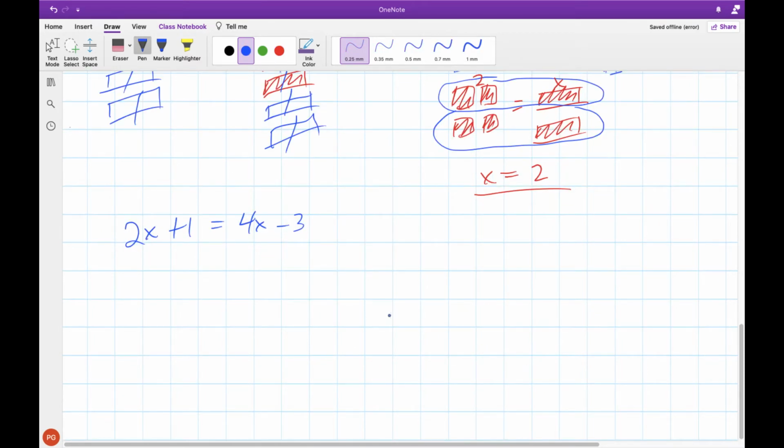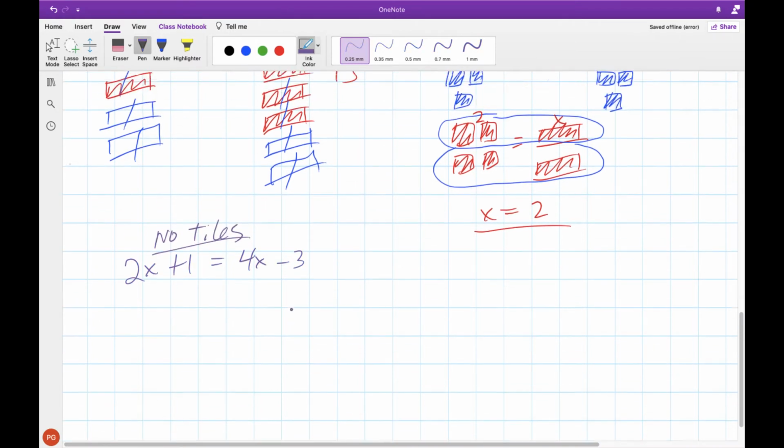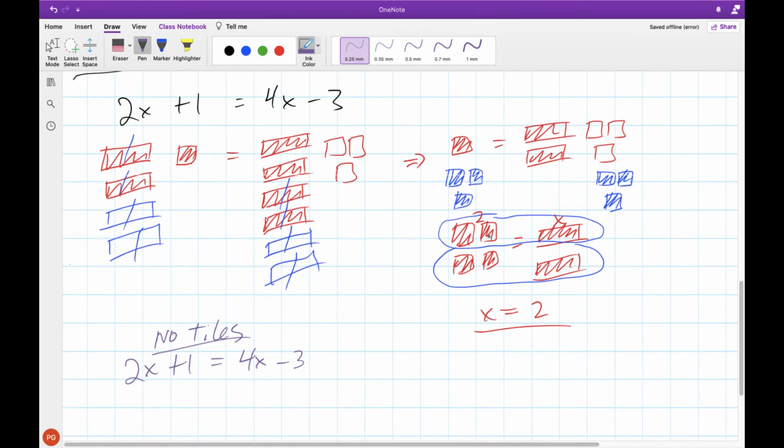Now if we wanted to do this with no tiles, again, we have an option of moving all of our variables onto one side or onto the other side. You'll notice here in my first example, we moved all of our variables onto the right-hand side. Got rid of all the stuff on the left-hand side. And so in our final answer, our x was actually on the right-hand side, our number was on the left-hand side, but that's fine. x equals 2 is the same as 2 equals x.